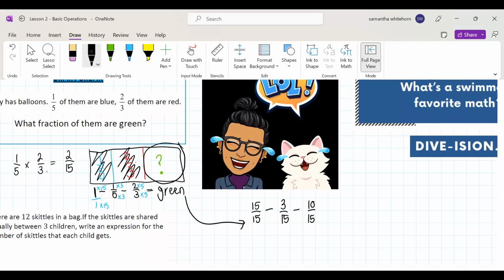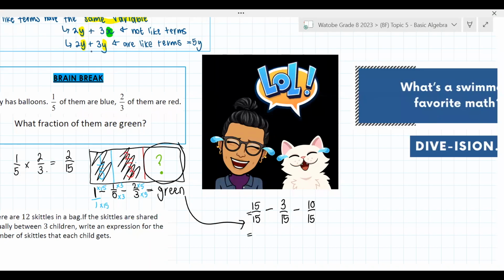Well done, guys. Once I've got that, I would go and subtract all of them. So 15 minus 3 is 12. 12 minus 10 is 2/15. I'm intrigued why this gives us the same answer. I don't know if it's just because the numbers worked out like that. Yeah, Fiona got it right though.